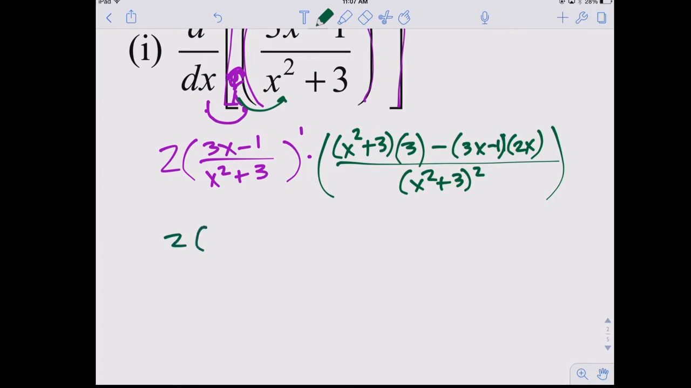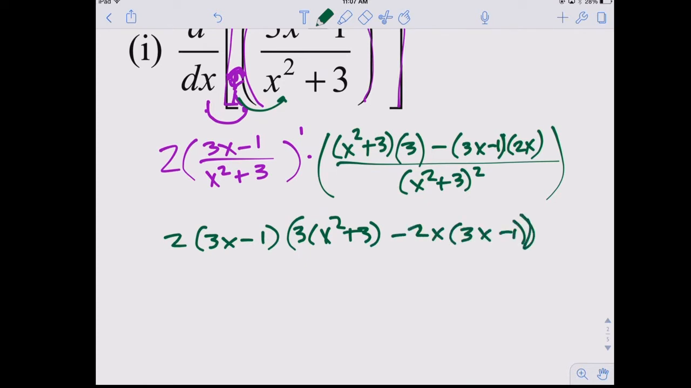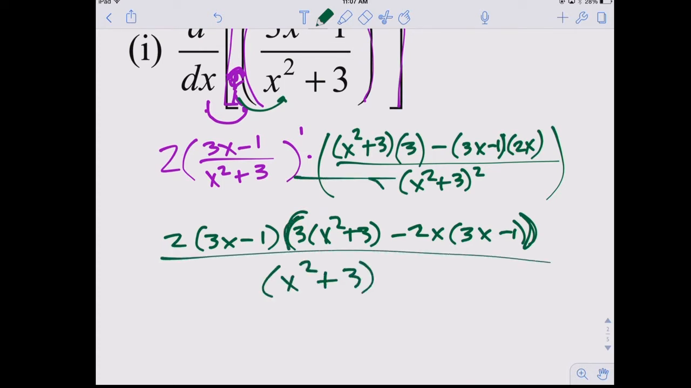I got 2 times 3x minus 1. I can multiply straight across times this wonderful thing of x squared plus 3 times 3. Maybe I'll pull that 3 in front. Minus 2x, I'll pull that in front, 3x minus 1. But that's still all in its own big group right there. And in the bottom, it looks like I can get x squared plus 3 what? Cubed.